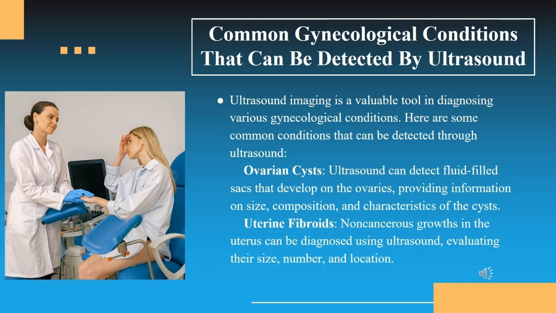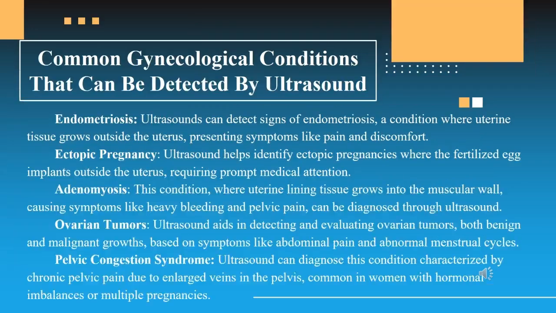Common gynecological conditions that can be detected by ultrasound include ovarian cysts. Ultrasound can detect fluid-filled sacs that develop on the ovaries, providing information on size, composition, and characteristics of the cyst, whether it's showing benign or cancerous types of findings. Uterine fibroids are non-cancerous growths in the uterus. They can be diagnosed using ultrasound, evaluating their size, number, and location.